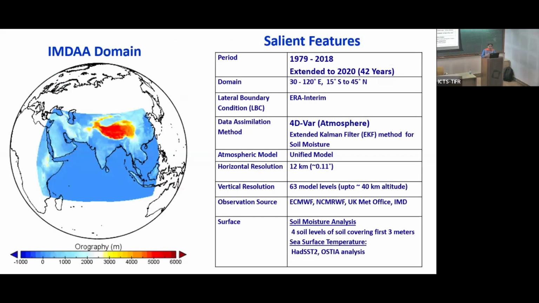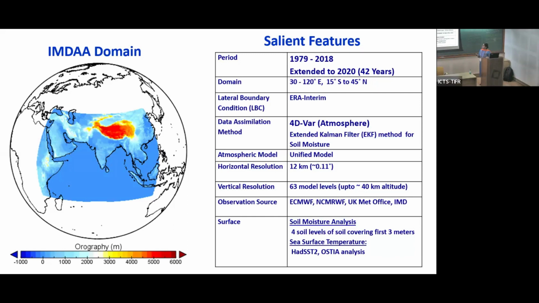Coming to the domain: the IMDAA domain, as we were discussing, is a regional reanalysis, and the domain is 30 to 120 degrees east and 15 degrees south to 40 degrees north. So this is the domain. The lateral boundary condition we used from ERA interim because it is a regional model, so we have to update the lateral boundary condition. The data assimilation method is 4D-Var for the atmosphere, and we use soil moisture assimilation also, with the extended Kalman filter method. And the model is the Unified Model.